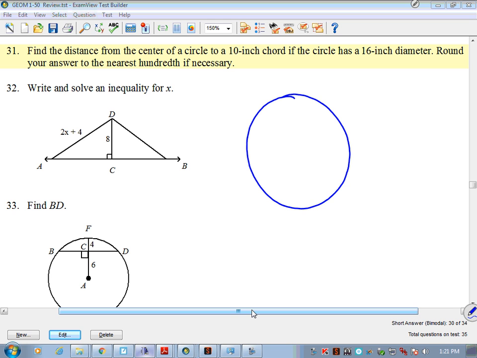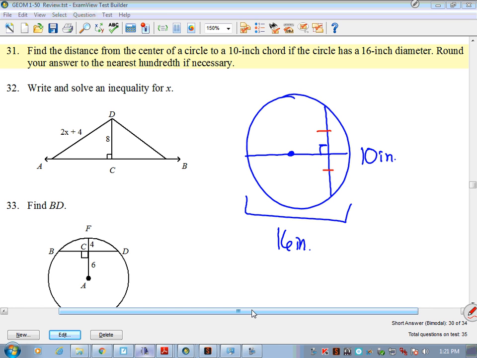All right, 10-inch chord. Okay, we're going to call that 10 inches. It has a 16-inch diameter. Now, how many diameters can I draw in a circle? Infinite. Which means there's exactly one diameter that is going to run perpendicular to my chord. I'm going to pick that one. Because a diameter that is perpendicular to a chord will do what to that chord? It will bisect it.